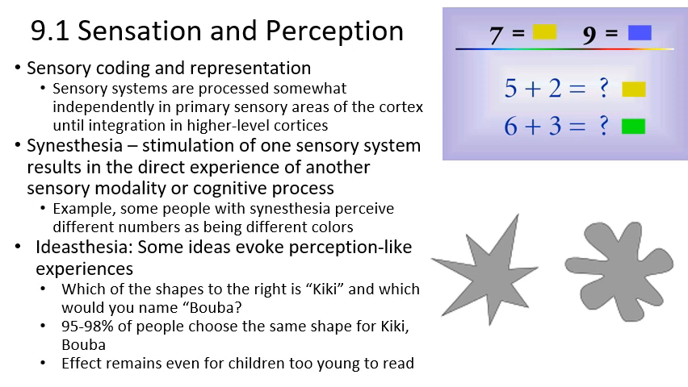Ideesthesia is another phenomenon where some ideas evoke perception-like experiences. An example of this is experimenters gave people these two shapes to the right, this spiky shape and this blobby shape, and they asked which of the shapes they would name Kiki, and which of these shapes they would name Booba.